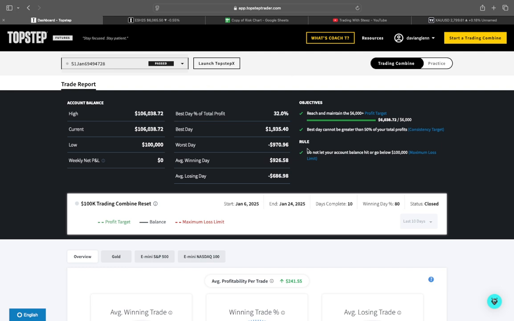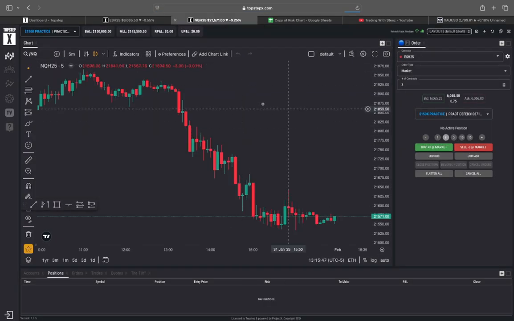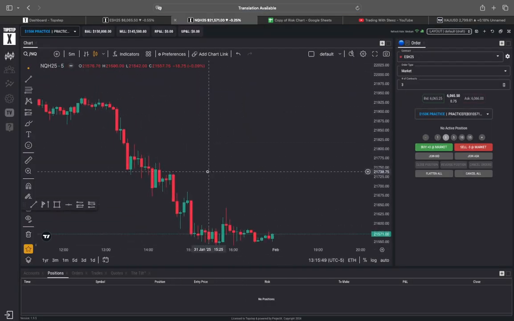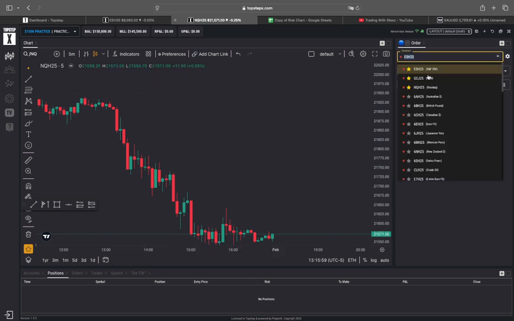So once you've gotten here and you get to this screen, you'll see Launch TopStepX. You come here, you log into your account. If it has a login screen for you, you just put the same login you used to create your TopStep account, the same username and login. It'll log you in.